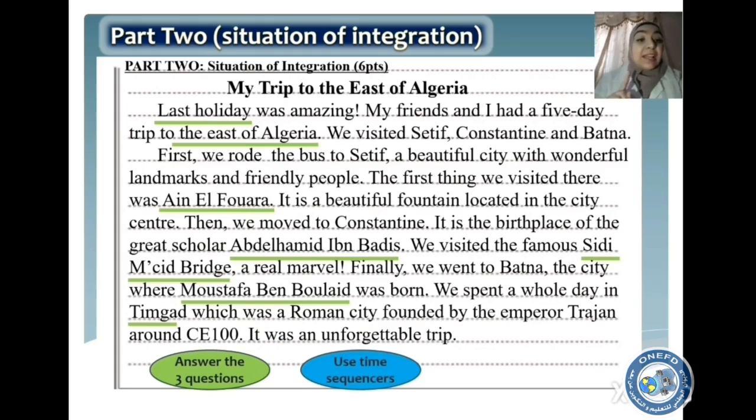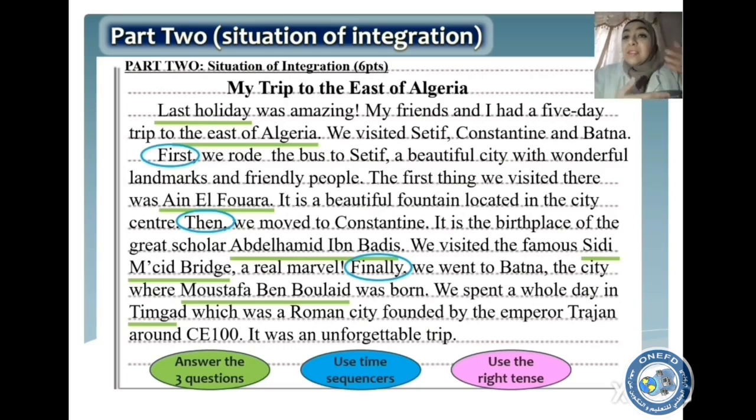And check if you have used time sequences, itinerary. We are describing and reporting our itinerary, the trip's itinerary. So I must use time sequences. Have I used some? Yes, I have used first, then, finally. I can use more if I have visited more places. And use of the right tense. I'm reporting, I'm narrating about my trip, so I must use the past simple tense. Here it is: had, visited, rode, located, went, spent, was, etc.